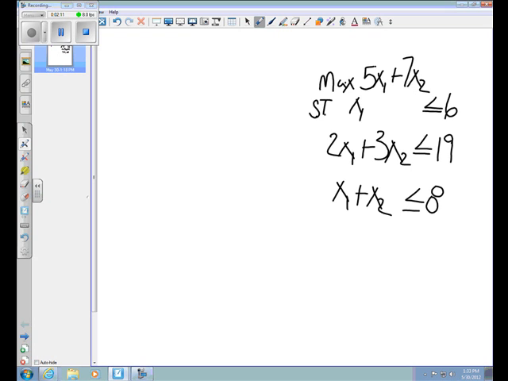As sloppy as that looks on the board, it's difficult to write with this smartboard, but I think you can read it. So we have an objective function that says maximize 5x1 plus 7x2, and then we have three constraints. The first one is x1 must be less than or equal to 6. The second constraint, 2x1 plus 3x2 less than or equal to 19. The third one is x1 plus x2 less than or equal to 8.